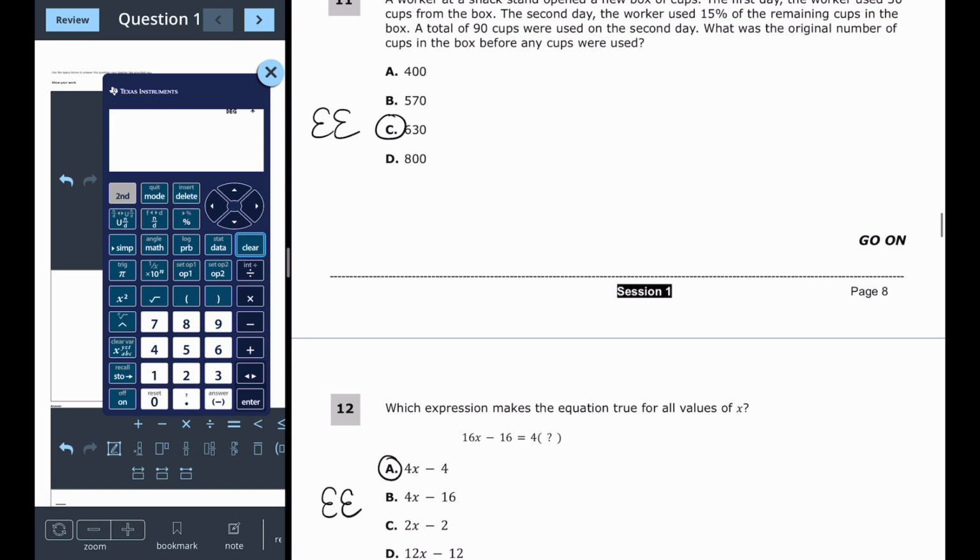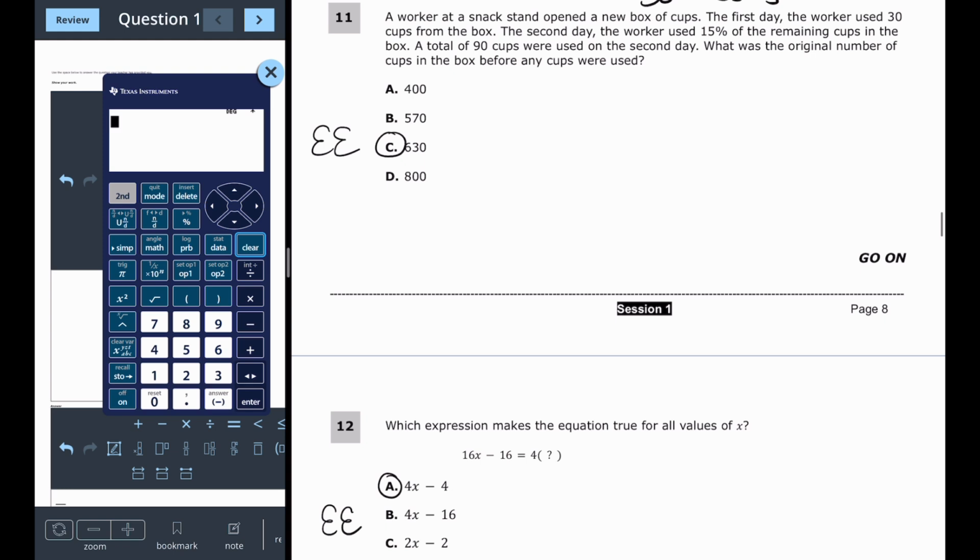So this one is interesting, and again, I want to take my time and look through this with you. This one gets a little bit more complicated. A worker at a snack box opened a new box of cups. The first day, the worker used 30 cups. The second day, the worker used 15% of what was left. A total of 90 cups were used on the second day. What was the original number? So this is a percent change problem.